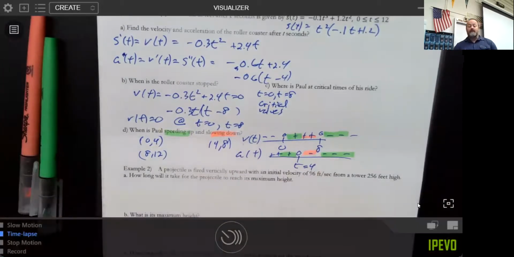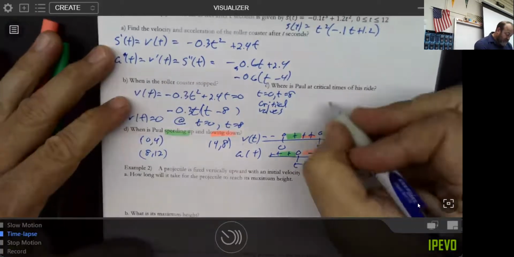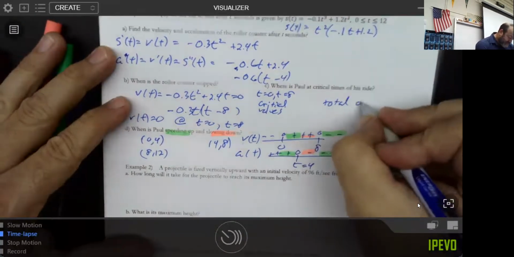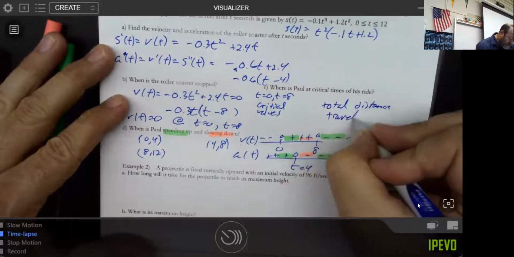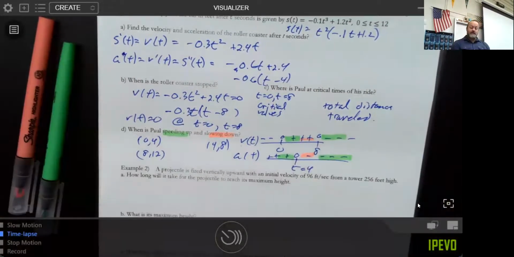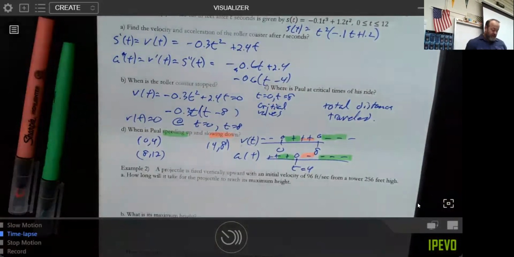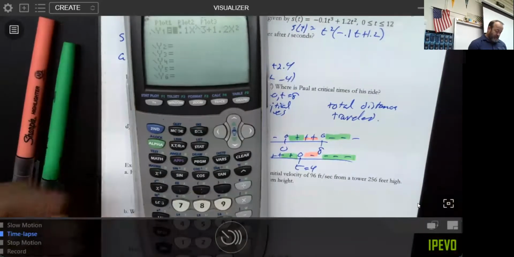Now, one thing that I did want to find out is what is the total distance traveled by that roller coaster? So you'll notice that the roller coaster went forward from 0 to 8 and then backwards from 8 to 12. So if I wanted to find the total distance traveled, which is not a question that was actually originally phrased in this thing, I'd want to actually do that. So let's just see what we could do.